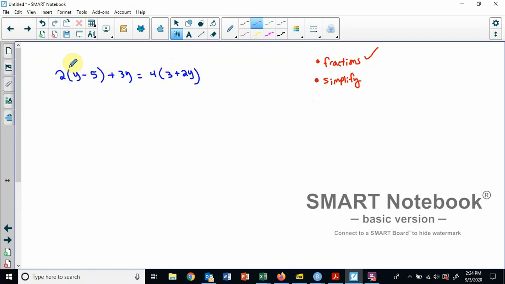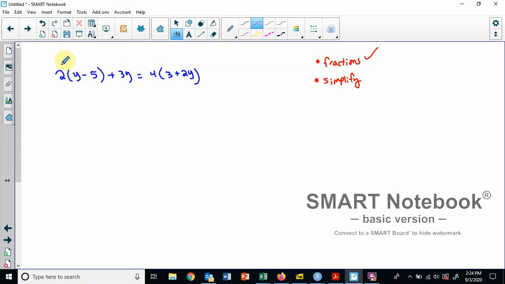And you should immediately see on the left and on the right, I have parentheses. I have things to distribute. So yeah, let's simplify first. Simplifying is not to be confused with solving. We're actually not solving yet. We're just simplifying. And that means I'm just working on one side of the equal sign at a time.